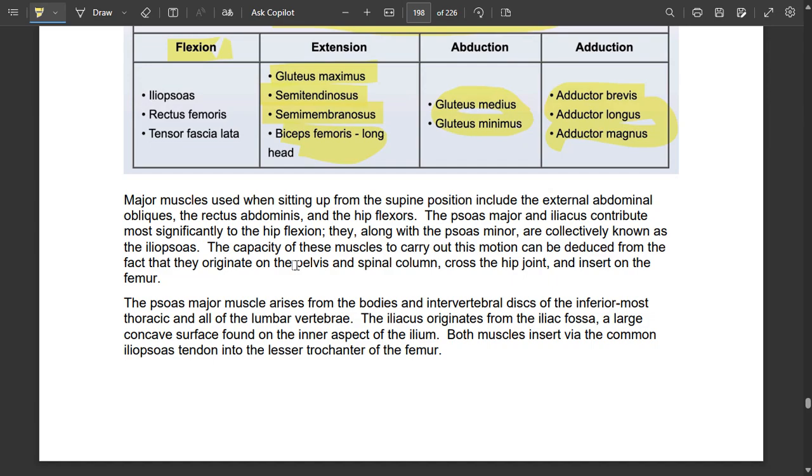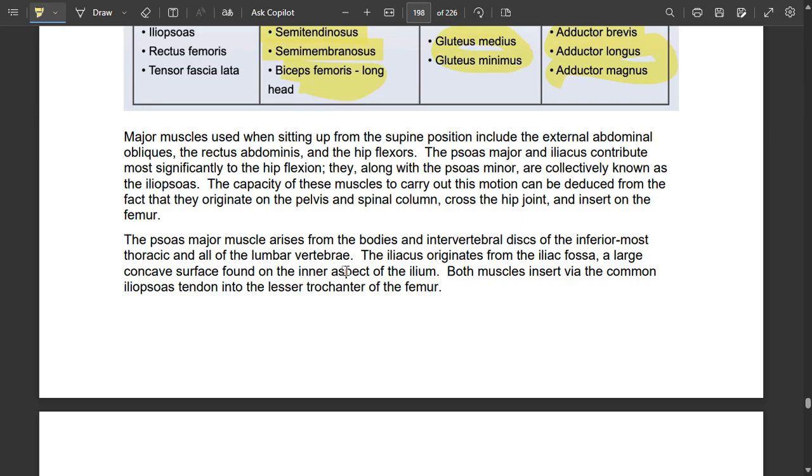The psoas major and iliacus contribute more significantly to hip flexion. They carry along the psoas minor, known as iliopsoas. So okay, iliacus and psoas major means iliopsoas. The capacity of these muscles to carry out these motions can be deduced from the fact that they originate from the pelvis and spinal column, cross the hip joint, and insert on the femur.